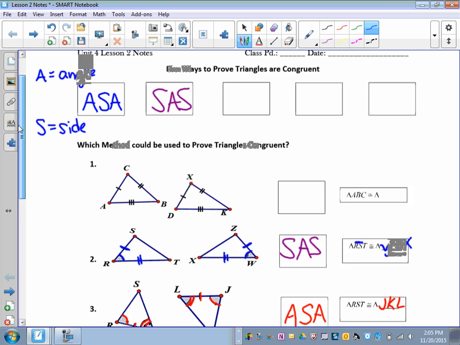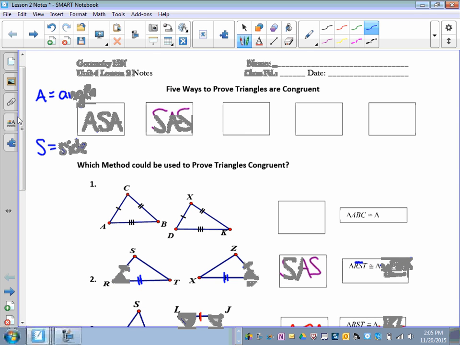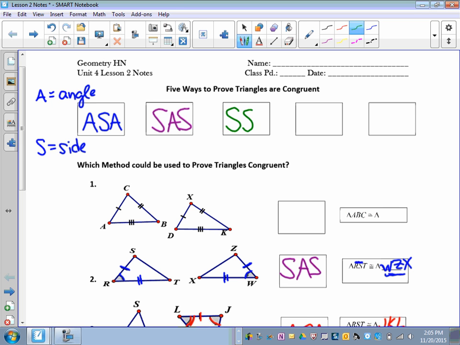What other methods do you think we have? What do you think might be another one? Side, side, side. Side, side, side is indeed another one. Which number below corresponds with that? Number 1. We have side AC goes with DX, side CB goes with XK, and side AB goes with DK. So this is by side, side, side.